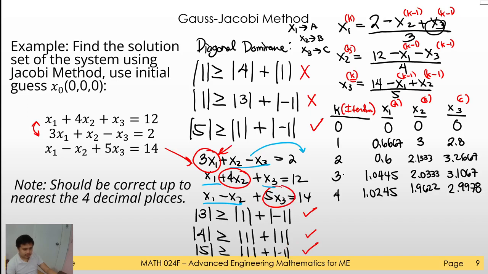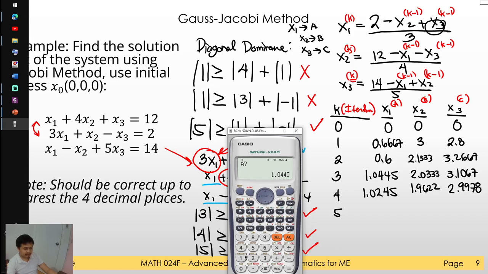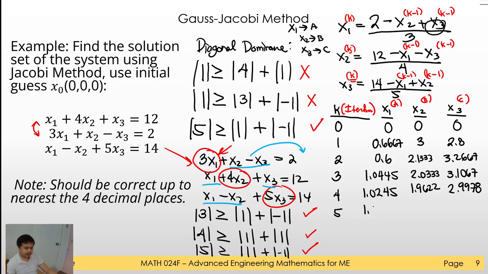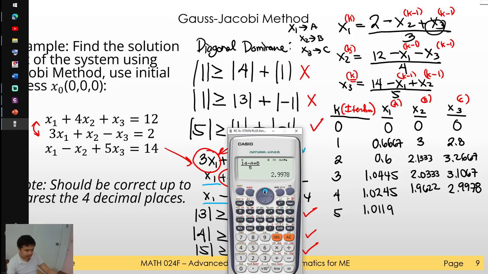Okay, so fifth iteration. So calc, sorry, not that one, but the 2 minus b plus c. So B is 1.9622, and then C is 2.9978. So we have 1.0119. And then for another one, calc for x2. A is 1.0245 and C is 2.9978. So the answer is 1.9944. So let's check.